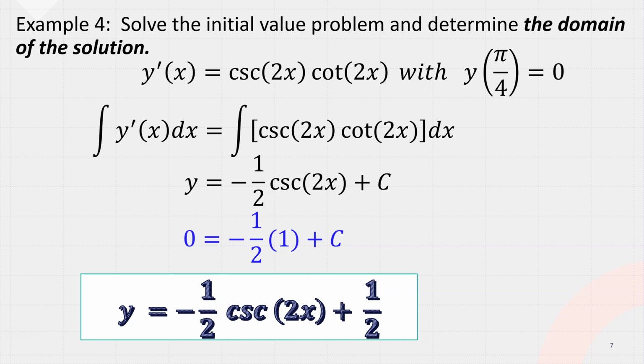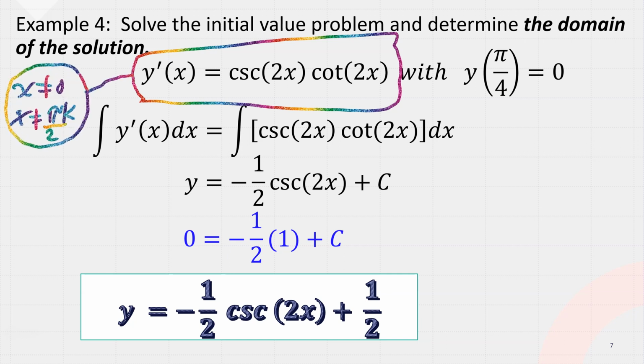Now, looking at the differential equation there, cosecant is 1 over sine, cotangent is cosine over sine. Either way, sine of 2x cannot be 0, which means x cannot be 0. And x cannot be any multiple of pi over 2 because pi over 2 times the 2 there is going to be pi, and then sine of pi is going to be 0. So we don't want x to be any multiple of pi over 2.